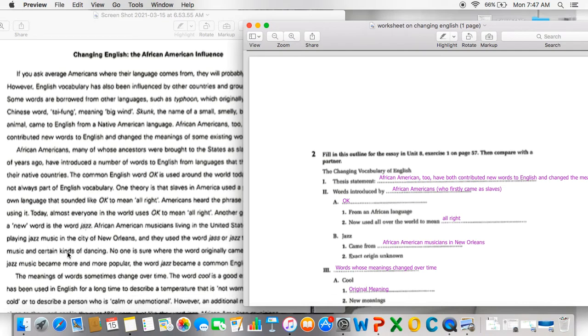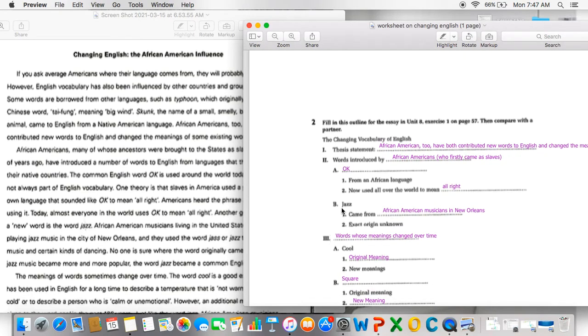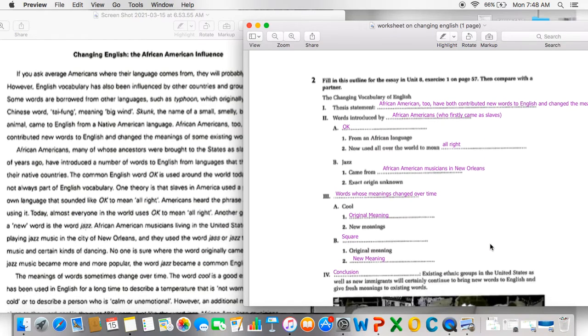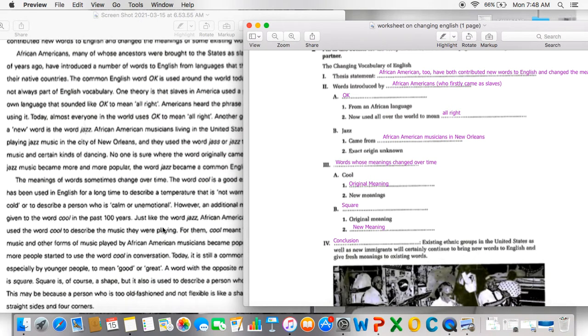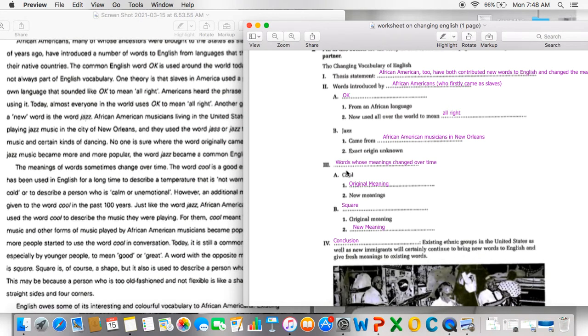Jadi harus cek ya di sini. Kemudian kita tarik ke worksheet-nya. Terus yang kedua adalah kata jazz. So jazz music is from Africa, okay? It came from African American musicians in New Orleans. Jadi mulanya adalah dari teman-teman African American di New Orleans and its exact origin is unknown. Jadi nggak tahu sebenarnya tuh dari siapa. Misalnya musik klasik kita tahu ada Beethoven, ada Mozart, but this one we have no idea from whom it comes from. Okay, and then the next one is paragraph 3, the second main paragraph.